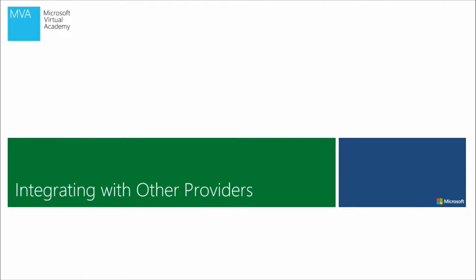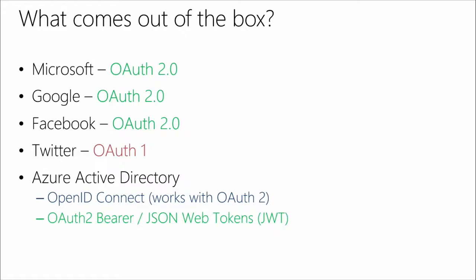All right, let's look at integrating with other providers. Out of the box in ASP.NET Identity, you get integration with a Microsoft account, which uses OAuth 2.0. You can integrate with a Google account, a Facebook account, and Twitter. Those are all out of the box. You can also integrate with Azure Active Directory. That is a slightly different process, and a little bit easier too, and we'll look at how to do that. It uses OpenID Connect, which works on top of OAuth 2.